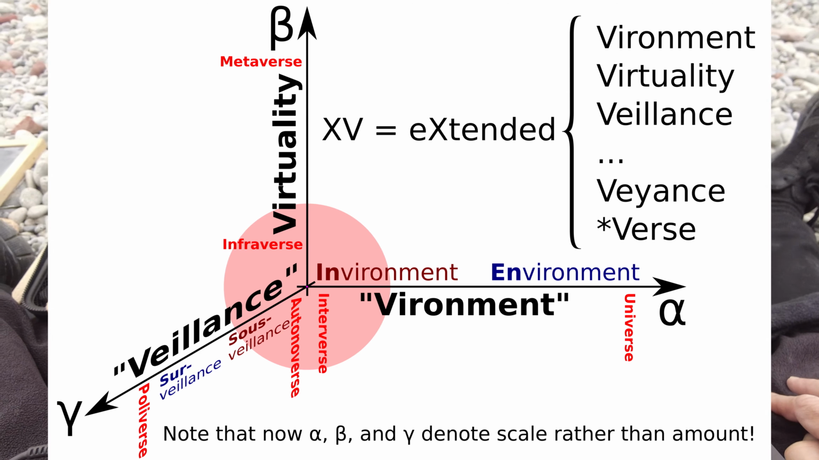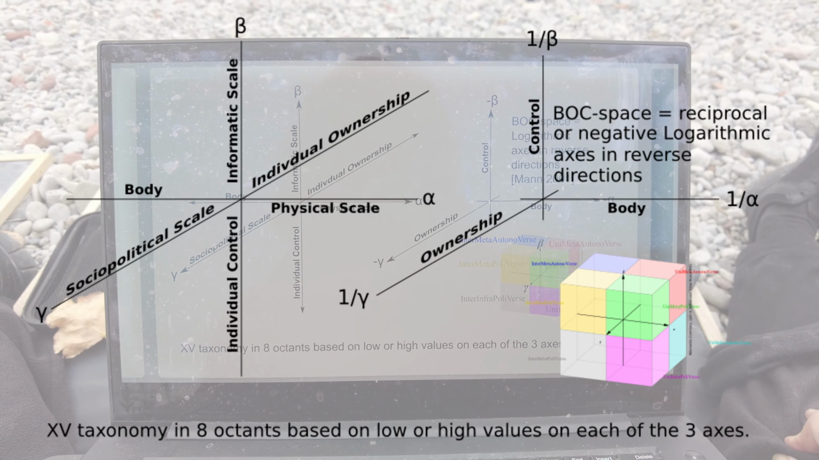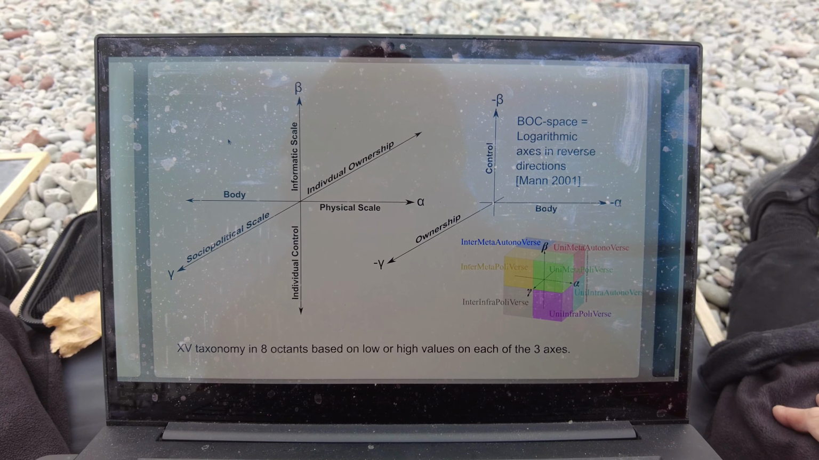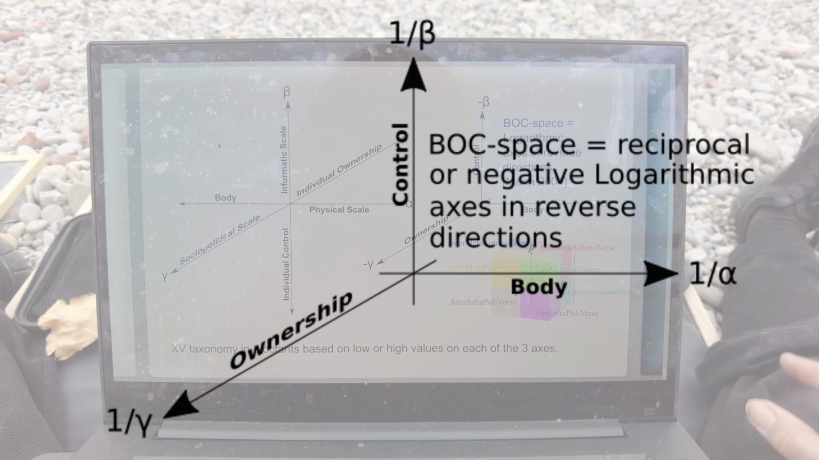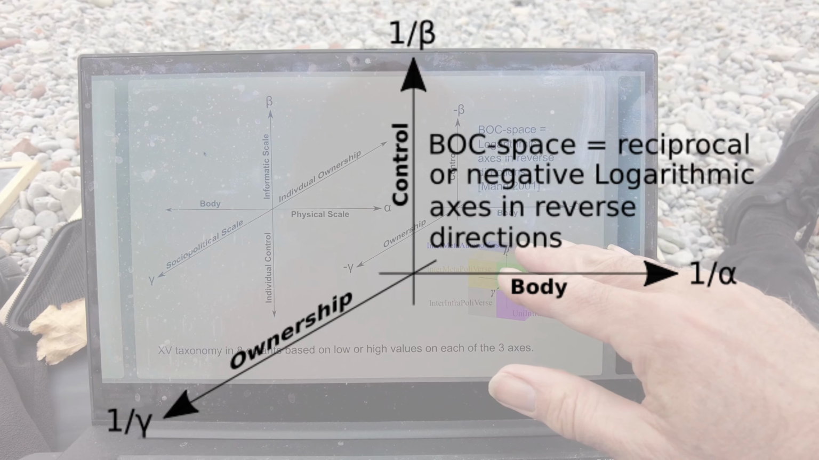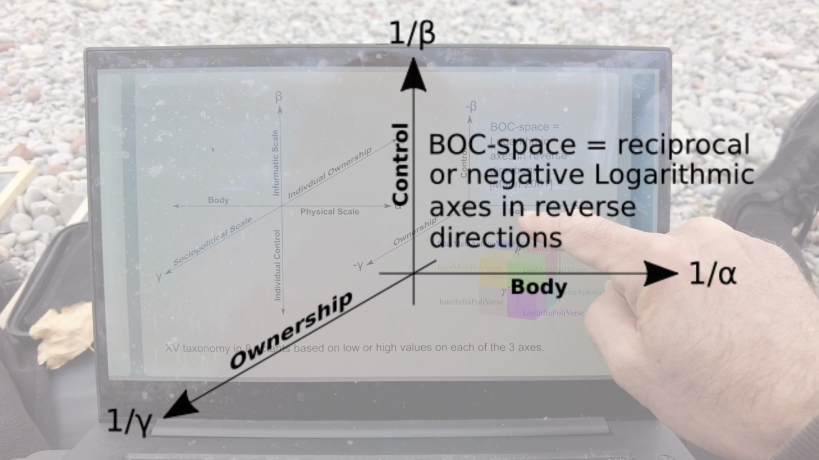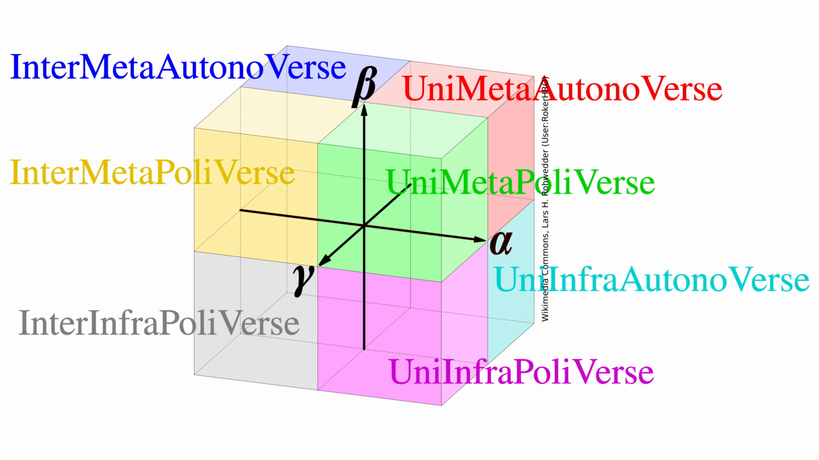The taxonomy that is generated by this kind of looks at a set of octants. We can divide the physical space up. If we use, say, a logarithmic scale, we can have negative values, or we can simply say what's less than a certain amount or more than a certain amount. And so if we flip these axes around, we've got body, ownership, and control. BOC space, body, alpha, control, beta, and ownership, gamma. And this gives us a taxonomy of that space.